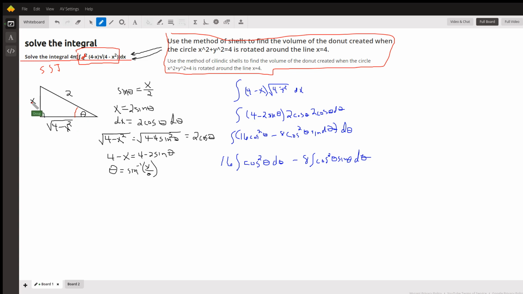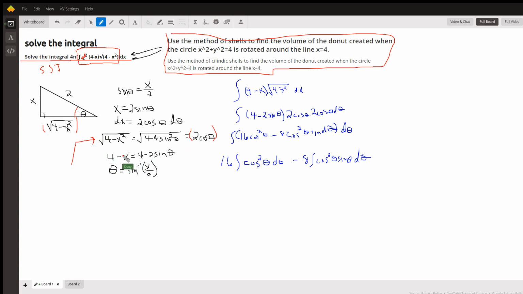If we say one of the legs is x, the other is 2, the hypotenuse is 2, then this leg is the square root of 4 minus x squared. So the sine of theta is x over 2, x equals 2 sine theta, dx equals 2 cosine theta d theta. And here's the key. By setting up this substitution, we clear that expression of a radical. We get 2 cosine theta.